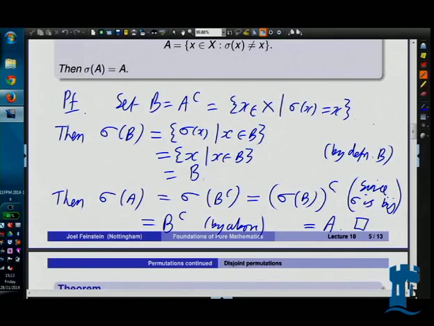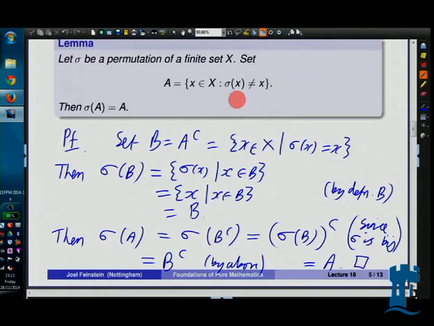Another way of thinking about it, morally speaking, is that A is a set of things that are moved. Sigma is a bijection. If you take something that's moved, the place it goes to has got to be moved as well, because if it was staying in the same place, sigma wouldn't be injective. Also, this thing that's moved must come from somewhere that's been moved, because it's not coming from itself, because it's gone somewhere else. And sigma's surjective, so it must come from something else, which has therefore been moved. So you can argue it that way if you like.